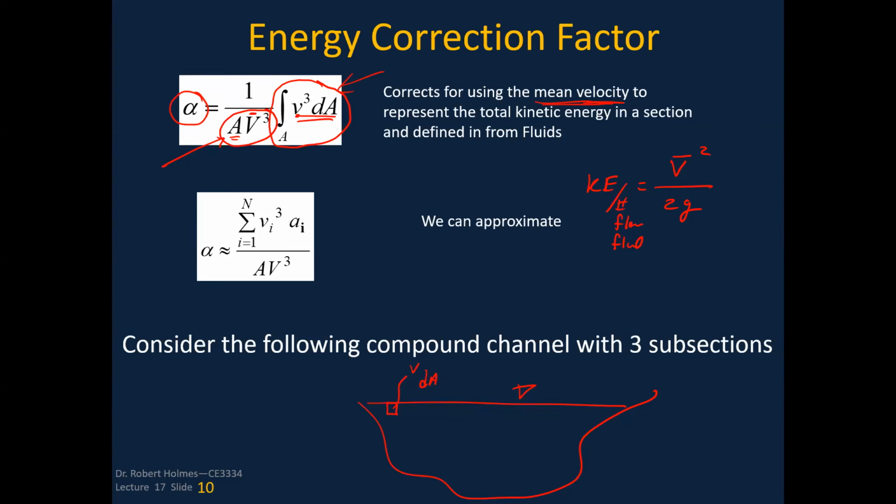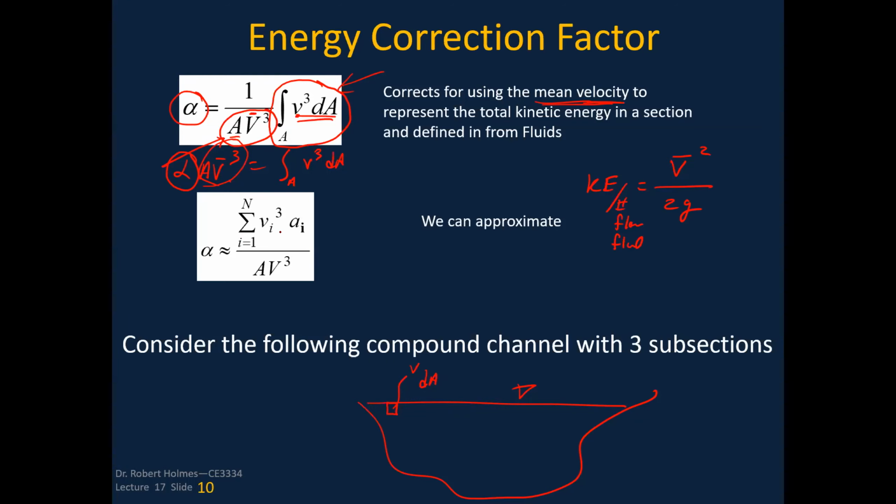If we rearrange this and put the A V cubed over on the other side, we'd have alpha A V-bar cubed is equal to the integral of little v cubed dA. What you can see here is this alpha is making up for the error that we incur if we just use the mean velocity cubed times the total area to estimate the total kinetic energy. So it's really like a fudge factor.